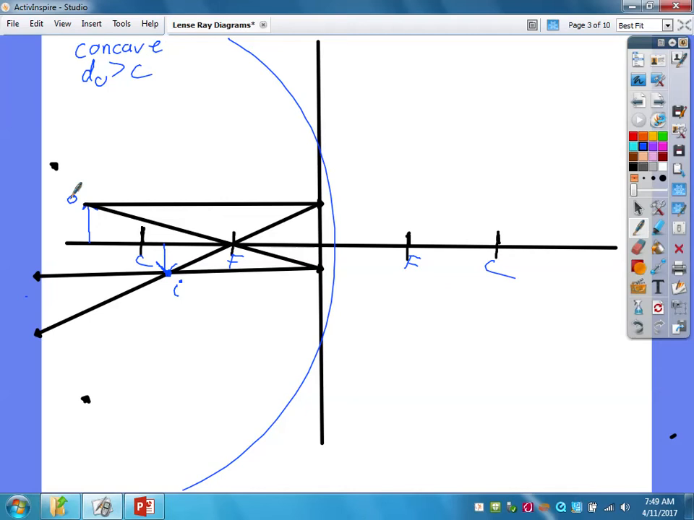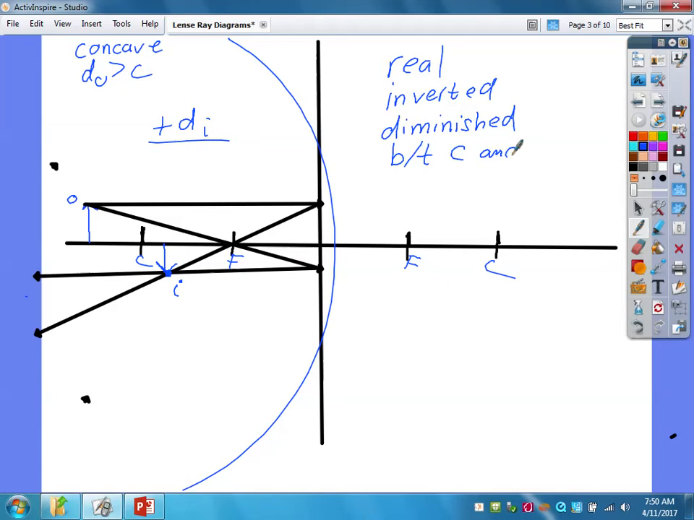And so therefore we can describe it. We have 4 ways to describe this. First off, is it real or virtual? Well, is it created by real reflected light rays? Yes, everything on the left side here is real. The image will also have a positive image distance, which also means that it is real. So this is a real image. It is inverted. It's going to be diminished. You can tell that this arrow is definitely smaller than the other one, so it is diminished. And then it is between C and F.